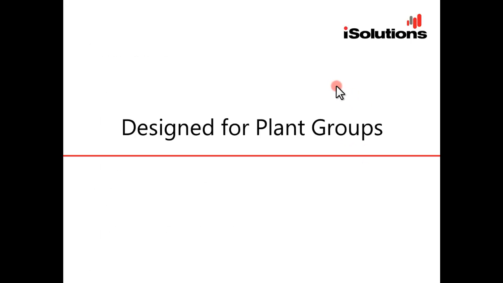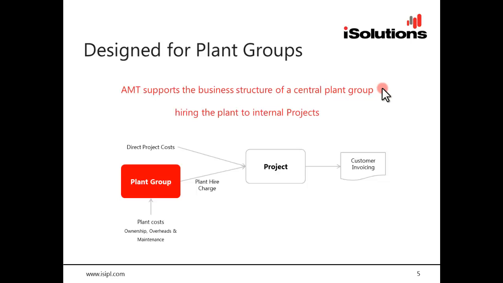So the first point is AMT, this module, is designed for plant groups. And what do I mean by that? What I mean is the structure of a lot of contractors, particularly mine contractors, is that there's a central plant group that manages the equipment. They're the owners of the equipment, as it were, within an organization. And they hire out the equipment internally to projects. So those projects are still internal within the company.